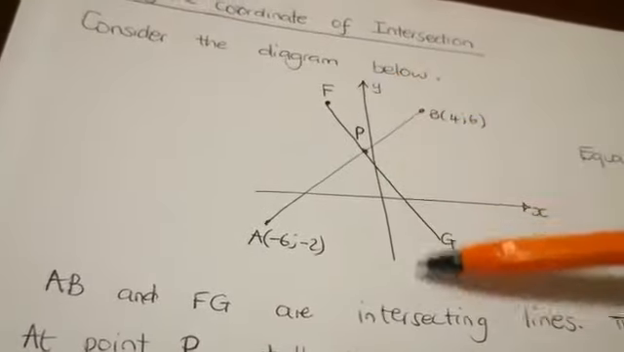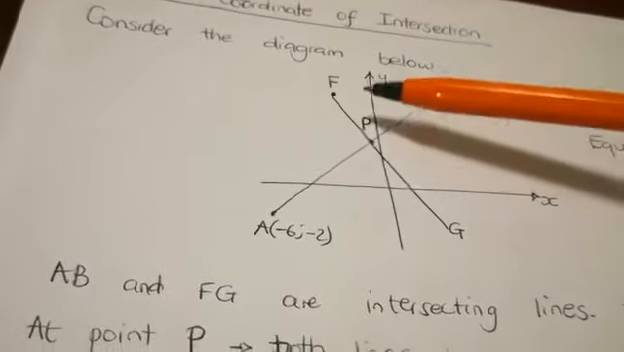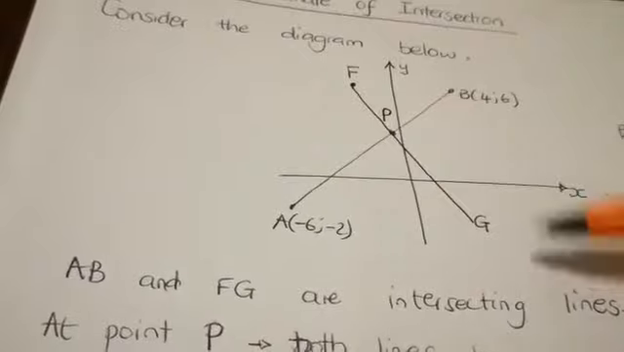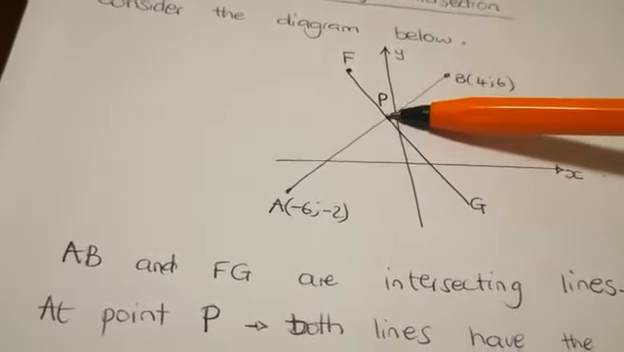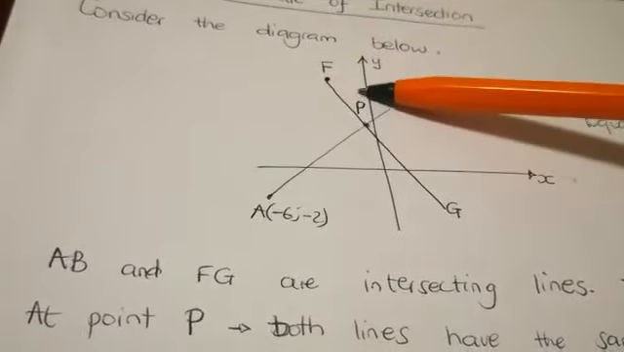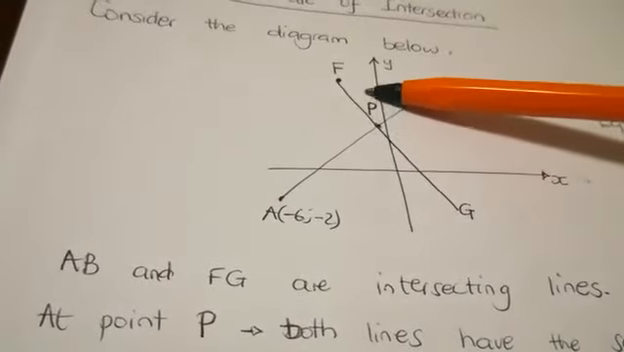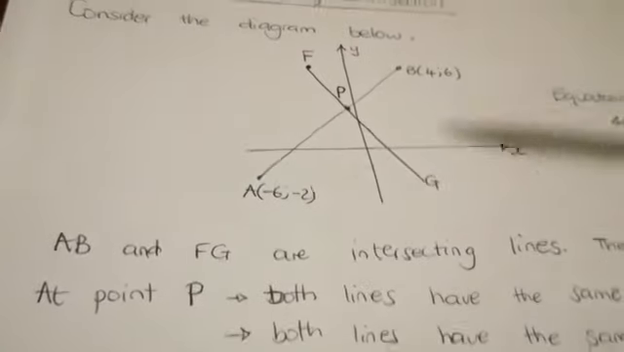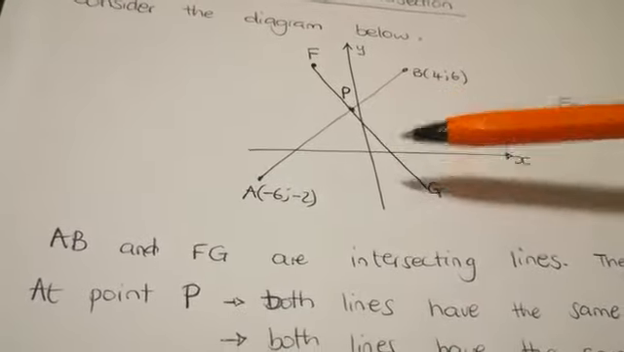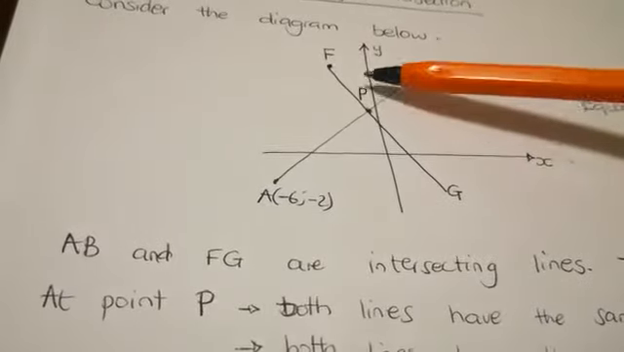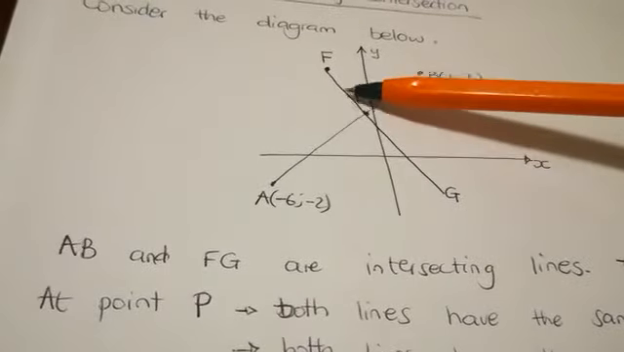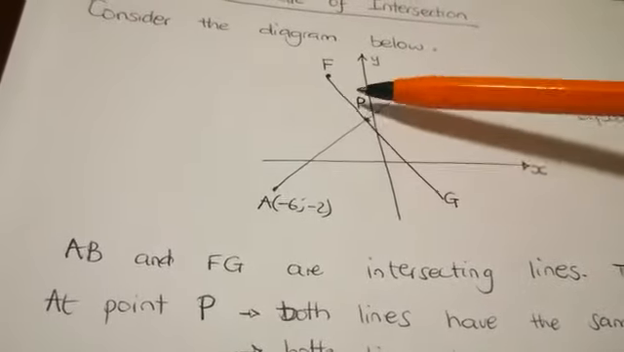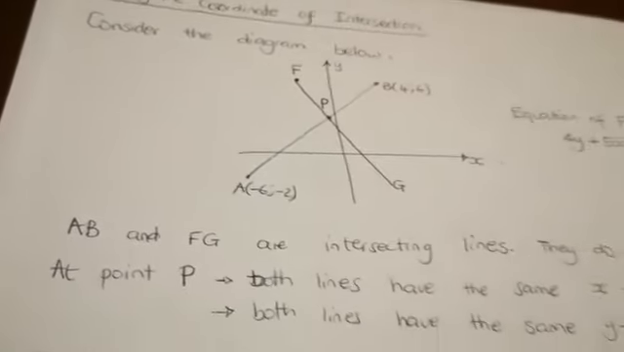Okay, so let's look at this diagram that we have here. We've got our x-axis and the y-axis, and we've got these two lines, line AB and line FG, that are meeting at point P. So our exercise would be to find the coordinate P, the point of intersection, which is a question that you are likely to get now or later when we do functions. So it is important that you master the concept now on how to find the coordinate of intersection.